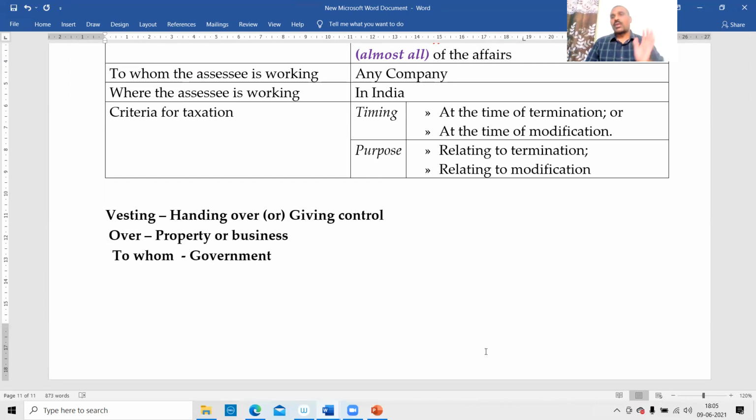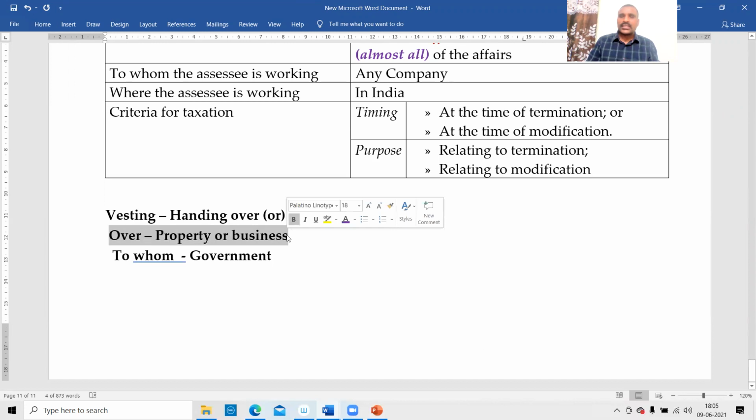Sir, you manage that property for the time being, for 2 years or 3 years, maybe for various reasons. Our government is taking voluntarily, or our government is taking by compulsion. Therefore, the assessee is having some property or business. Now the assessee is handing over that property or business to the government. For that, the government is paying compensation. That compensation is chargeable under business income. Don't say that, sir, sale of business is a capital transaction. No, it's a revenue transaction.